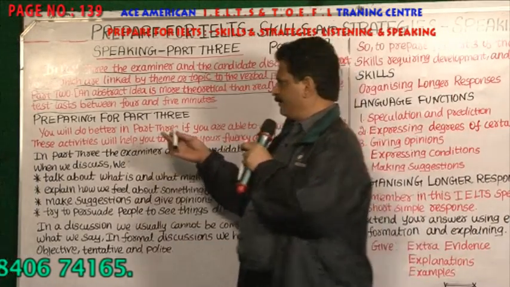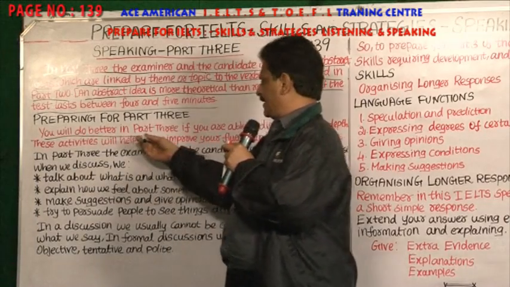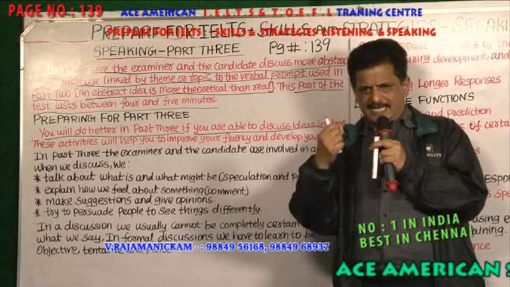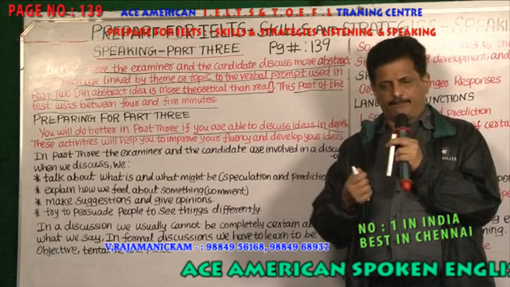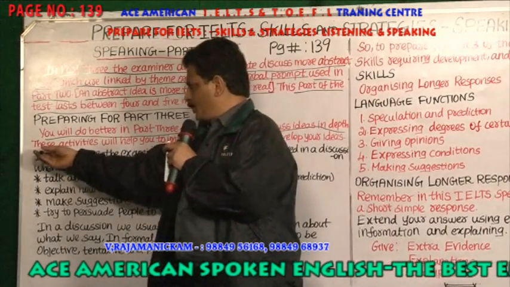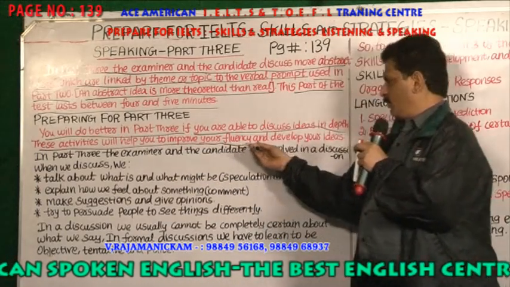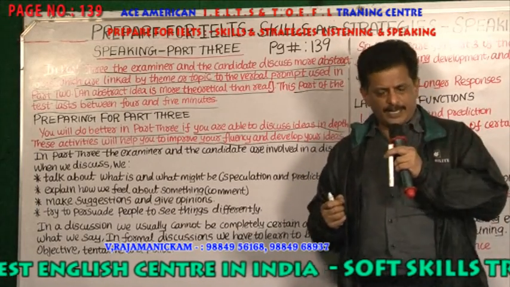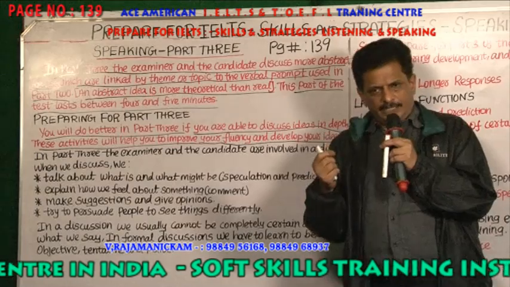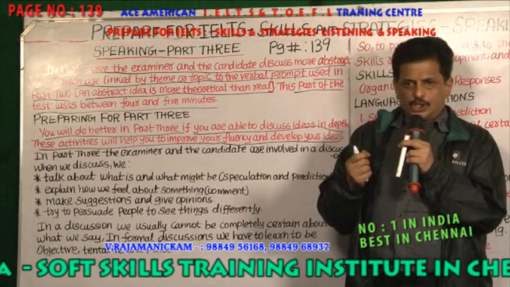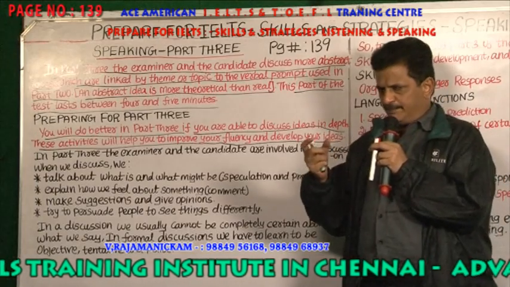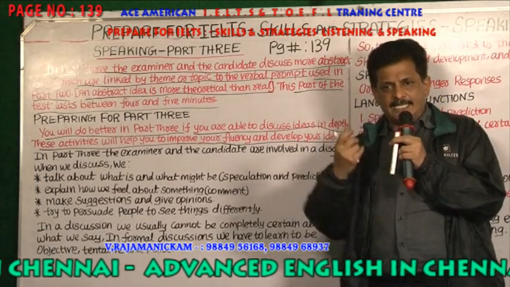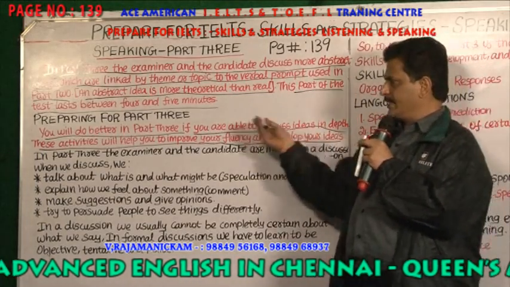So, preparing for part 3, what you have to do: you will do better in part 3 if you are able to discuss ideas in depth. When you are able to discuss ideas in depth, you will be very successful. These activities will help you improve your fluency and develop your ideas. So in part 3, the main reason for having part 3 is to develop your fluency and your production of ideas. Fluency and idea development. That's the reason for part 3.